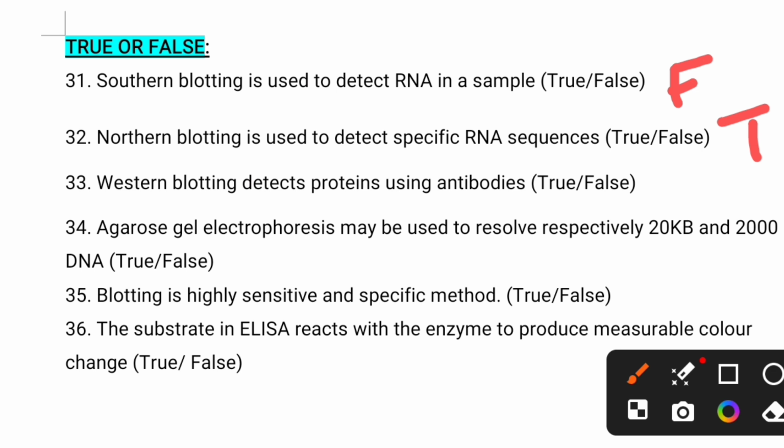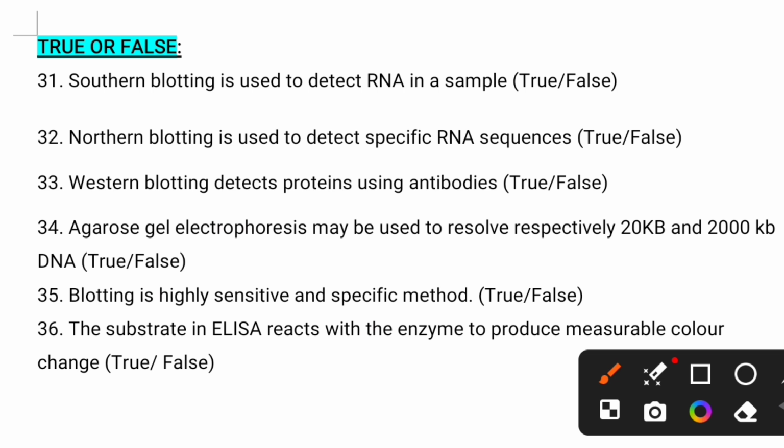Western blotting detects proteins using antibodies. Yes, this is also a correct statement, a true statement. Next question, agarose gel electrophoresis may be used to resolve respectively 20 kb to 2000 kb DNA. So this is a false statement, because it can resolve up to 100 kb, and 2000 kb is too large. It can't resolve that much DNA. Okay, let's see the next question.